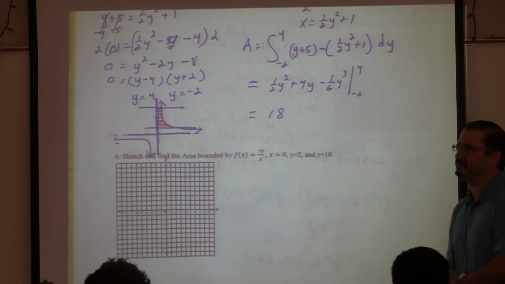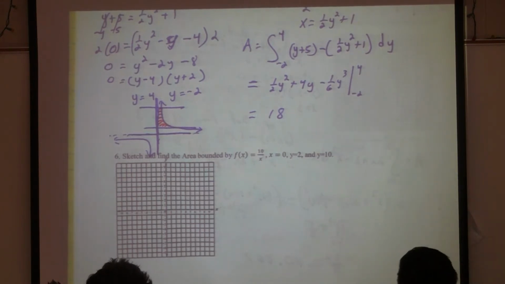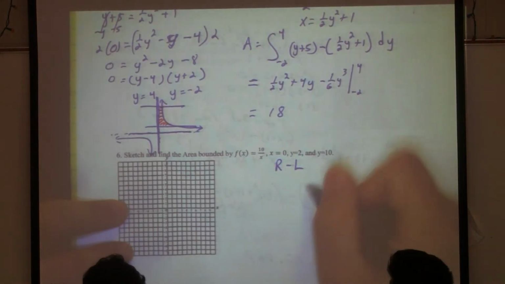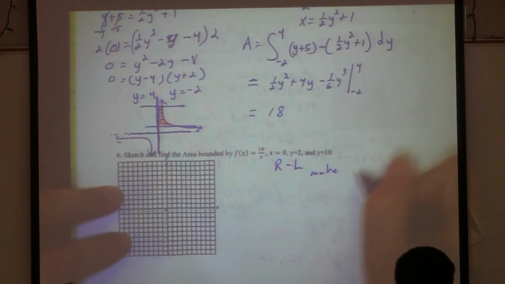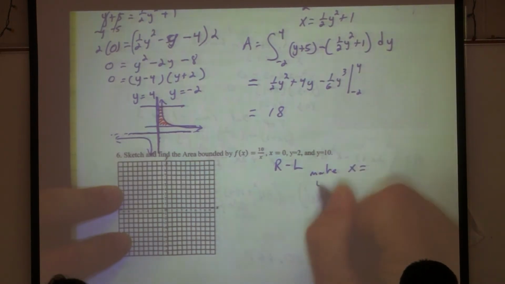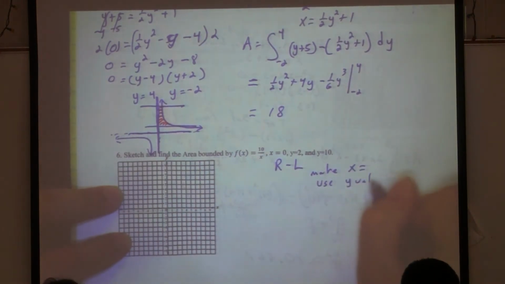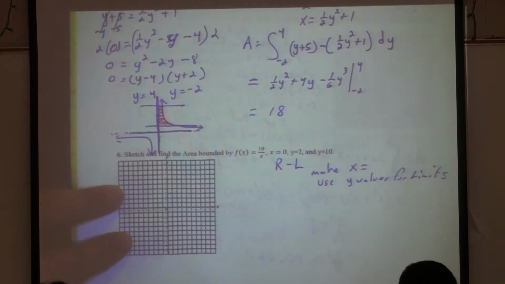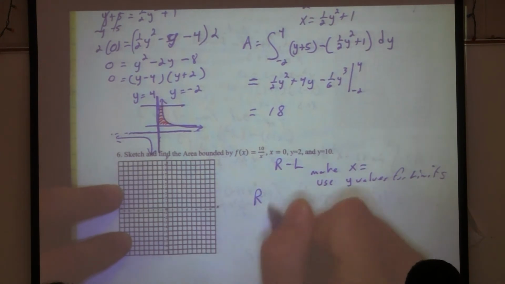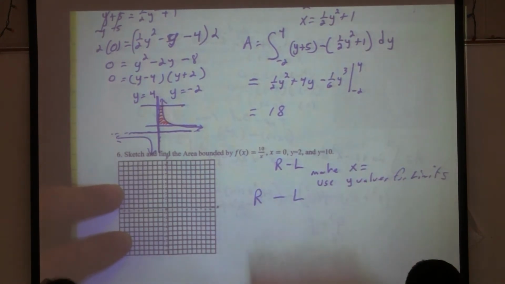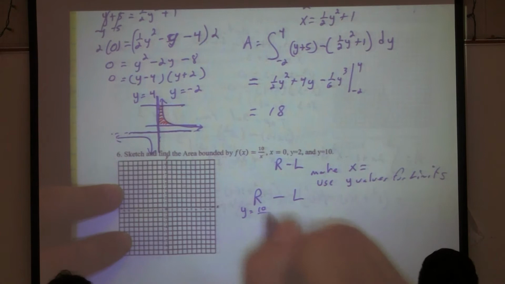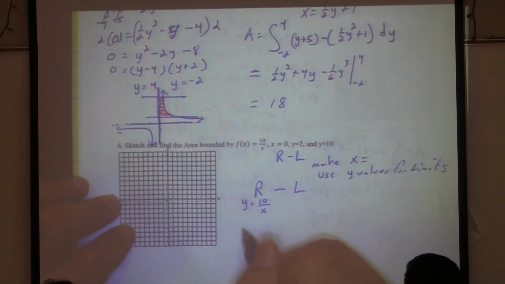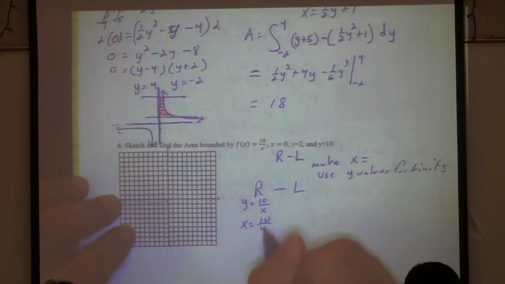So is this gonna be a top minus bottom or a right minus left? Right minus left, very good. So right minus left, we gotta remember to make what? Make x equals and use y values for limits. Okay, so which is my right curve? y equals 10 over x. So let's make that x equals 10 over y, right?